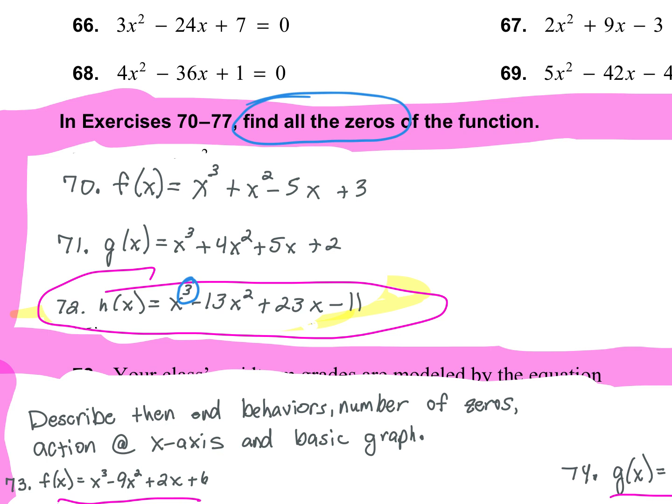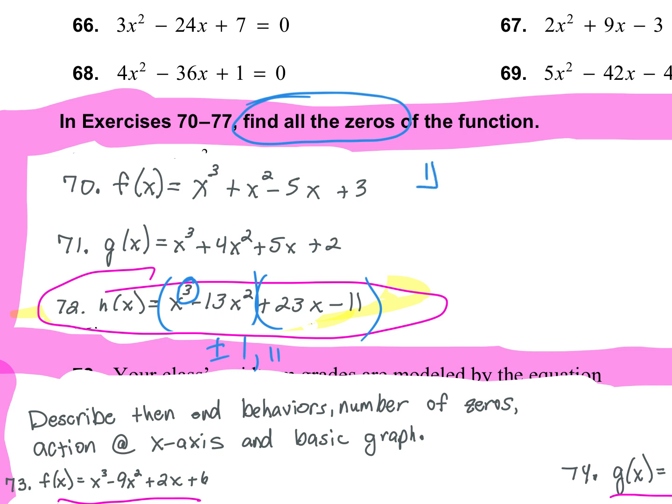So I say, okay, first thing, is there a GCF? No. Is it going to help me if I group? No. So if all else fails, what do I do? P over Q. Good. What? It's the plus or minus the factors of the last term. So what gives me 11? 1 and 11. So we're just going to do repeated synthetic division.